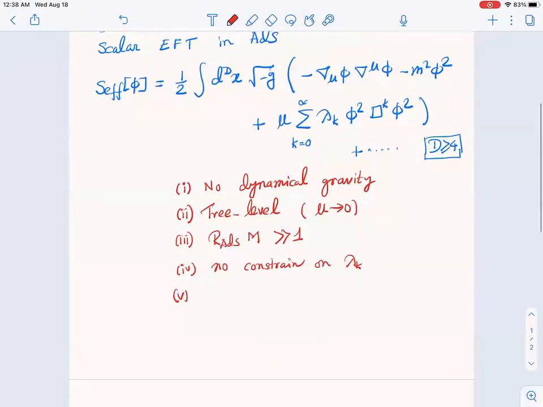So these are rather general assumptions. The next thing is I'm going to assume that there are no light particles with spin 2 or more than 2.